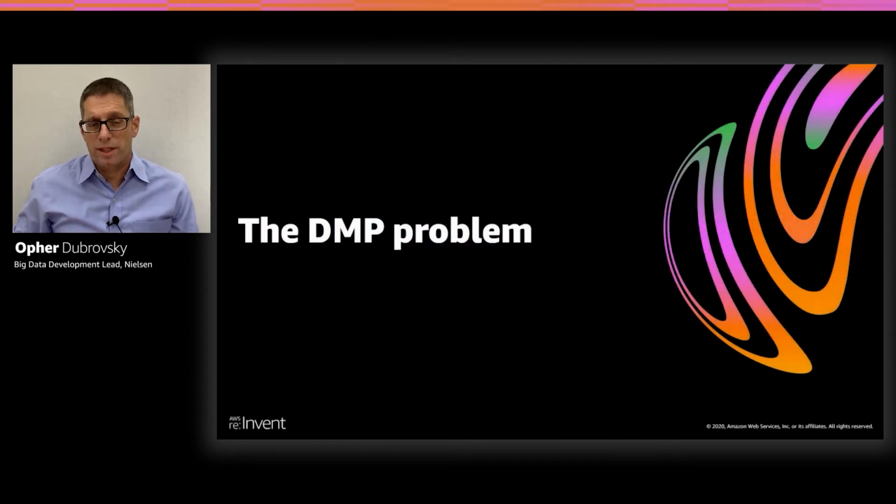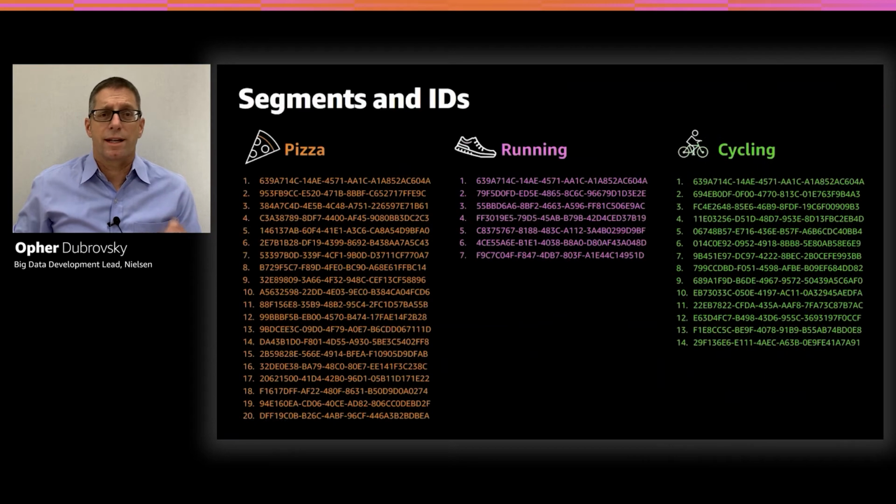The DMP problem we set out to solve is the following. We create segments. Segments are basically a group of IDs and a label. IDs are device IDs or user IDs, and a label could be pizza or cycling or anything you'd like. This is pretty much like a mailing list. If you're a pizzeria and you have a mailing list, you could send coupons to your customers. Marketers do the same with these groups of segments. They could run campaigns to a segment or a combination of segments, and they love it.